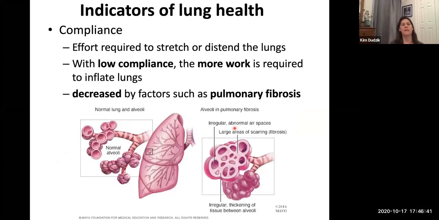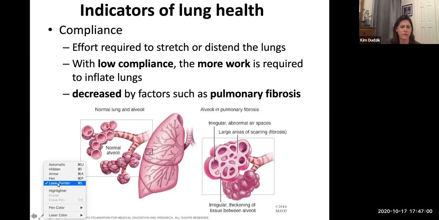Okay, but what are some things that affect lung health, that affect tissue health, or affect what's going to change our resistance? Oh, hang on a second. I'm going to have to pause this for a second.